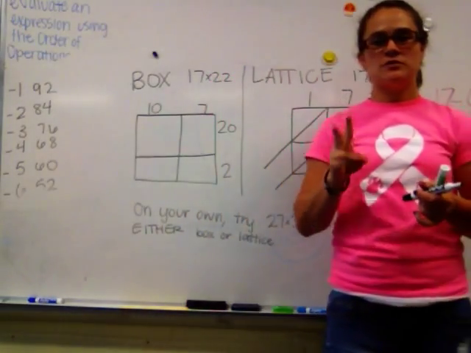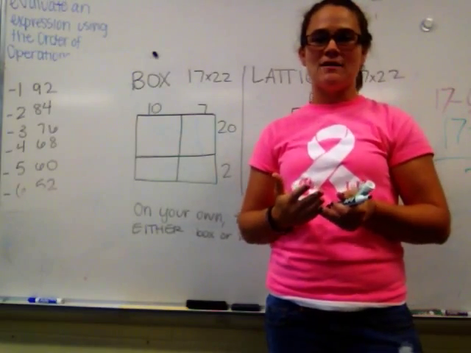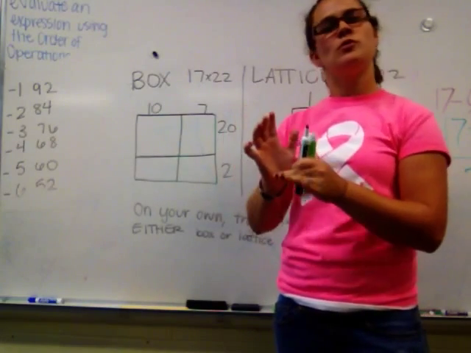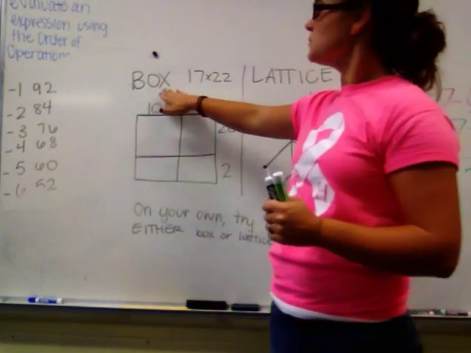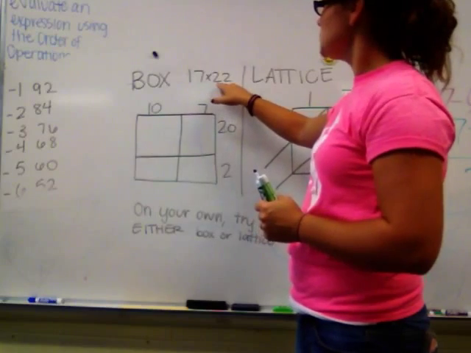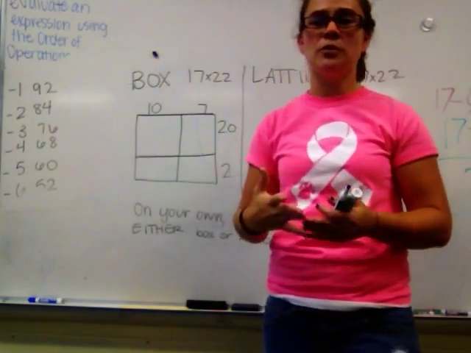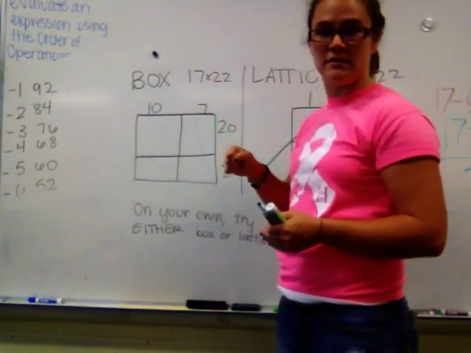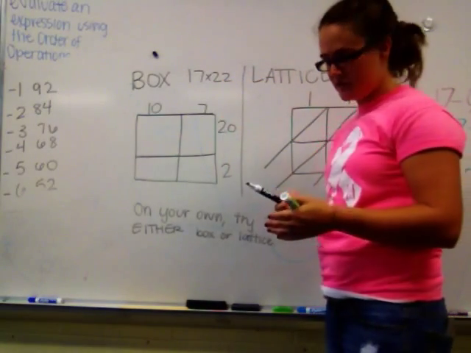Alright guys, we're going to learn about two different multiplication strategies today. You've already had some practice with partial product and the standard US algorithm, but these are some more visual ways to multiply. So the first one we're going to talk about is called box, and we're going to do the problem 17 times 22. And if you look at how I've set this up, I've broken apart our numbers by place value. So 10 and 7 is 17, and 20 and 2 is 22.